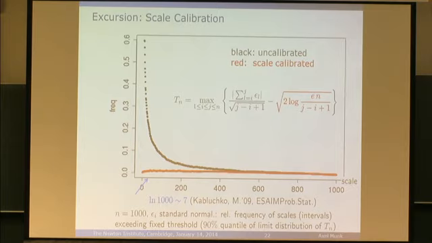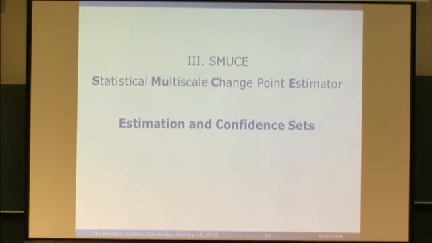What you see here is just a simulation. If you take that limiting distribution and look at whether it exceeds a certain quantile or threshold, you see that essentially it's always exceeded on these small scales. If you include that scale calibration term, you see that roughly the distribution becomes uniform. So it's really distributed over all scales, and that's what I mean by putting the scales on equal footing. OK, this was about the testing part.